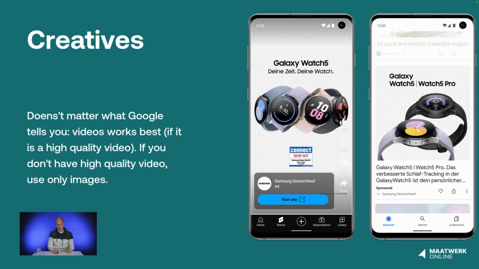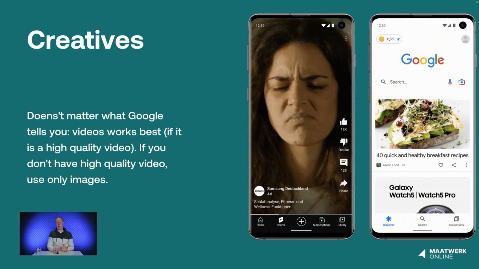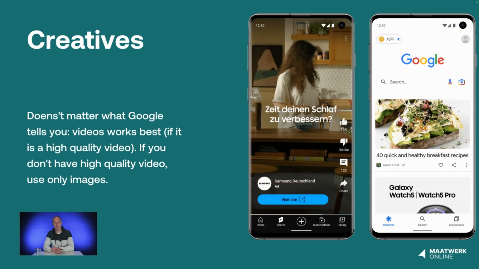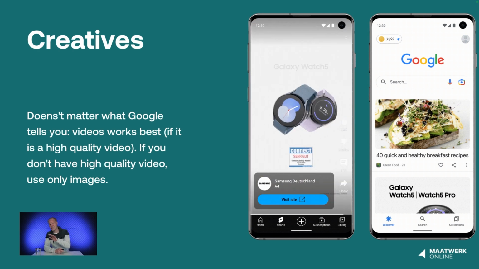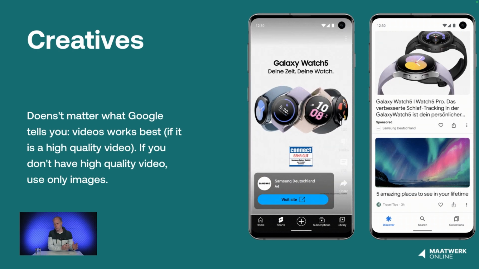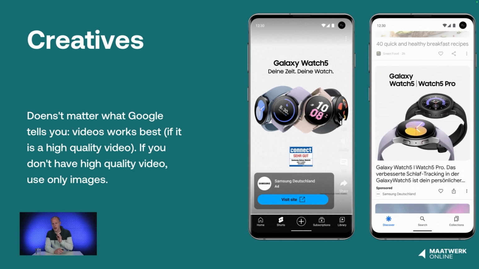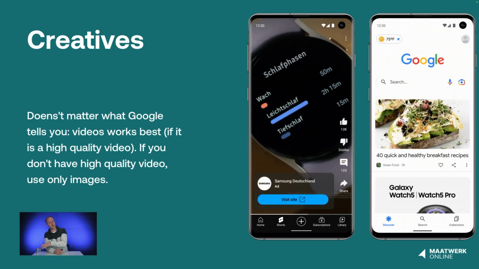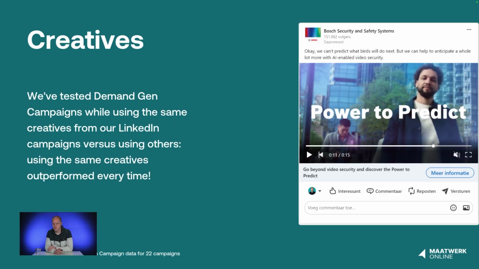So for example, in social media nowadays, like with Meta campaigns, we see a lot of assets working pretty well where people are shooting the videos themselves just with the telephone in their hand. That's not the case in demand gen campaigns. Well, at least it's not the case in the B2B demand gen campaigns that we are running. High quality video is really important. If you don't have high quality video, simply use only the images. If you do have high quality video, use the high quality video and the images as well.